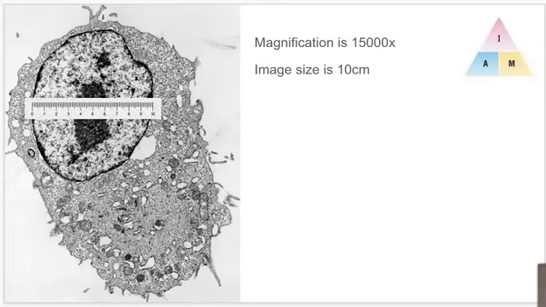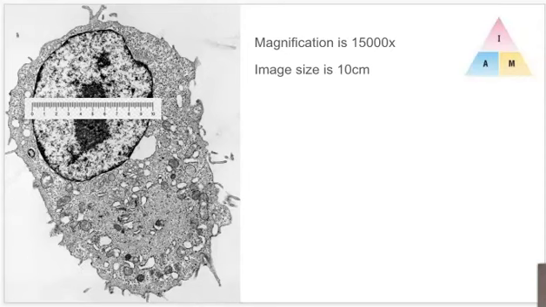So we know the magnification. We can use our ruler to find out the width of the nucleus. So the image size is 10 centimeters. We have enough information now to work out the actual size. So we're expecting the answer to be in micrometers because it's things within a cell.